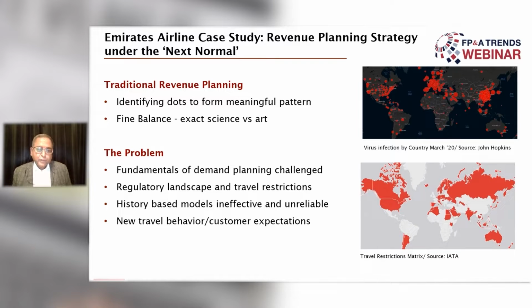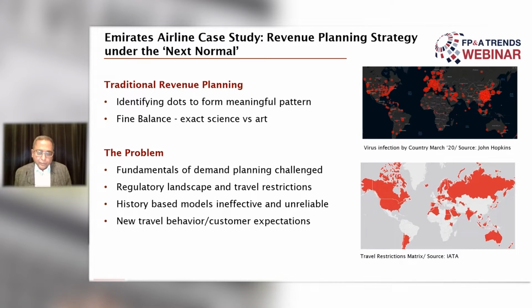As we know, traditional revenue planning is all about connecting dots in a meaningful way to form a pattern. There are two components to traditional revenue planning. One is the demand side, and another one is the quality of revenue. The demand side is more of an art than an exact science, whereas the quality of revenue is more of an exact science. So in summary, traditional revenue planning is a fine balance between science and art.